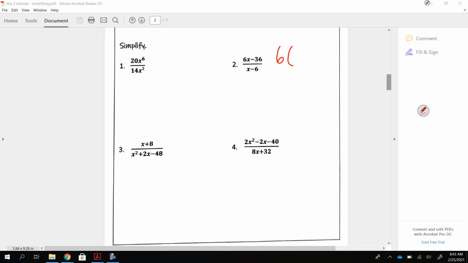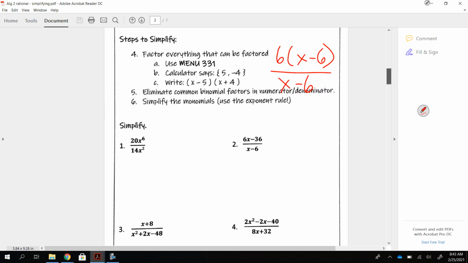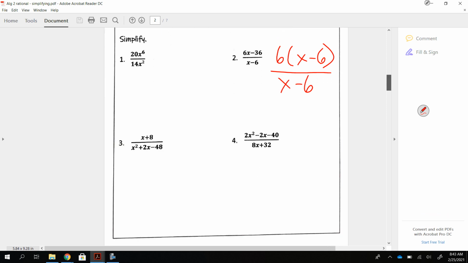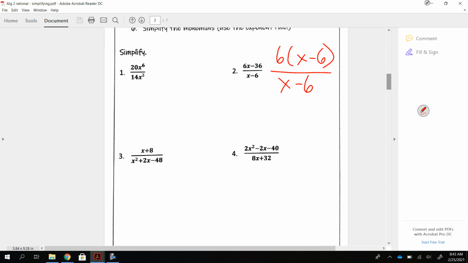6x divided by 6 is x. Negative 36 divided by 6 is negative 6. So that's factored out now, and down below we have x minus 6. Now to simplify again, as it says up here, I know I'm going back and forth, but it says eliminate, look at number 5, eliminate common binomial factors in the numerator and denominator. Looking at the numerator, numerator is up top, we have x minus 6. In the denominator, we have x minus 6. Those, as always, cancel out. And we're left with 6. And that is our answer. Okay? This should be really, really simple.